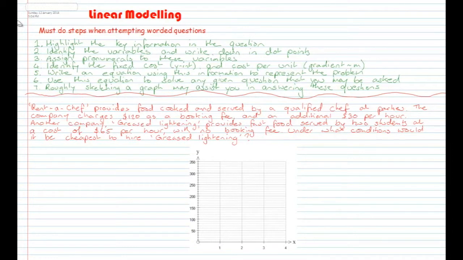Alright, now it's time to attempt another question regarding linear modelling. Like always, what we need to do when answering these questions is just follow these steps. The first step says highlight the key information in the question. So just get the highlighter out here.